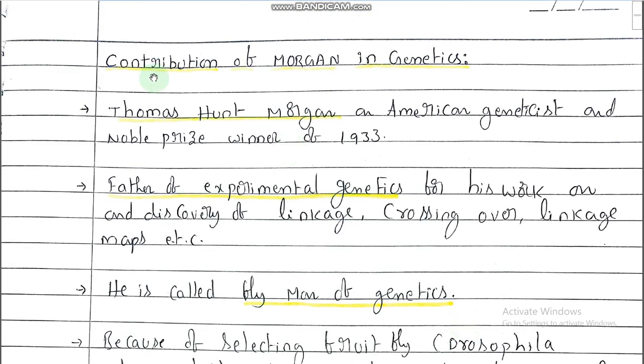Once again, I am repeating. Contribution of Morgan in genetics. Thomas Hunt Morgan, an American geneticist and Nobel Prize winner of 1933. Father of experimental genetics. He is called the father of experimental genetics because he did different types of experiments in genetics, majorly the experimental verification of the chromosomal theory of inheritance, and for his work on the discovery of linkage, crossing over, linkage maps, etc.